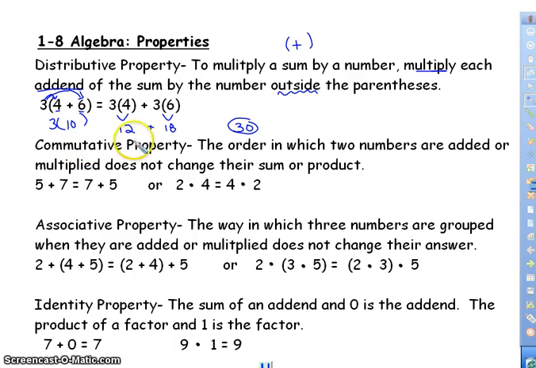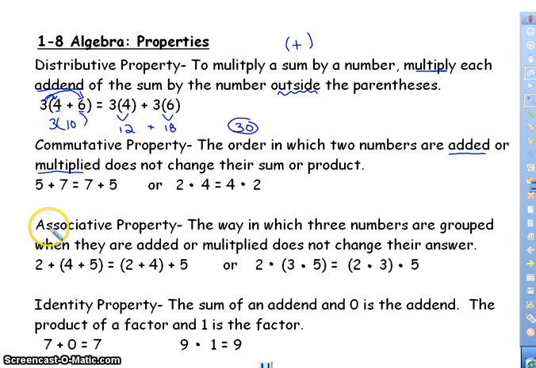Our next property is the commutative property. And that's saying the order in which two numbers are added or multiplied, it works for both, does not change their sum or product. Please notice it only works for addition and multiplication. And what it's saying is that the order in which you add these numbers is not going to change the solution. So 5 plus 7 is going to give you the same answer as 7 plus 5. Same as 2 times 4 will give you the same answer as 4 times 2. If you think of the word commute, it's when you're commuting to school. So what the numbers are doing is they're moving around, they're changing places. Okay, that's a commutative property.